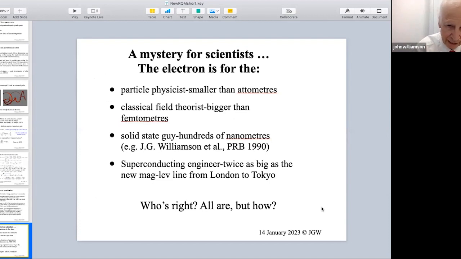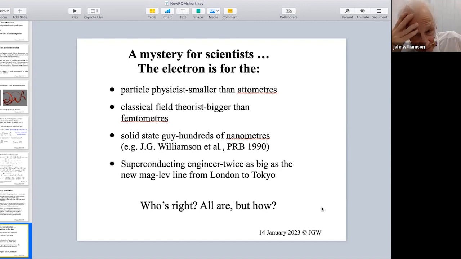Another question is how the electron manages to be so big and yet so small in different contexts. Particle physicists think it's smaller than 10 to the minus 18 meters. Classical field theorists think that it's bigger than the electron charge radius, which is bigger than femtometers. Solid state people think that electrons are hundreds of nanometers in size.